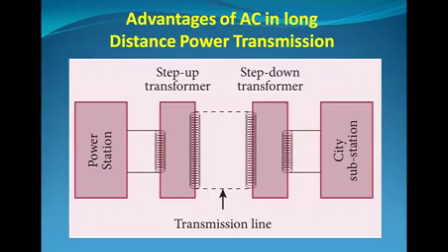Here you see another diagram. Here is the power station. From the power station, using a step up transformer, they are increasing the voltage, the corresponding current value will decrease, and it is transmitted through the transmission lines.